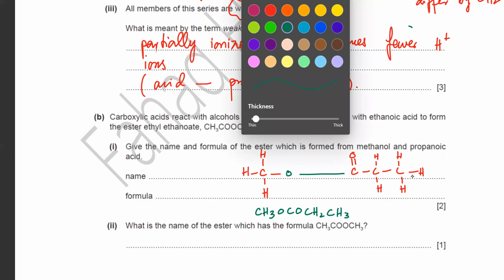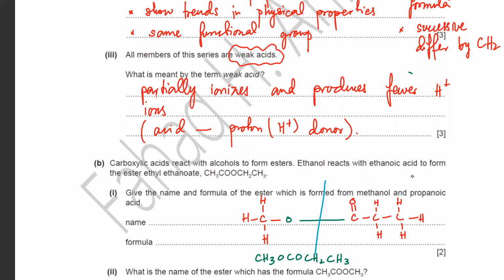और इसको name करना है. The naming was done in 2 parts. I mean, you had one side is prop because it's got 3 carbon atoms. The other side has just 1 carbon atom, so that's meth. ये जो carboxylic acid वाली side है, that's oate. And this side is yl. So it's going to be methyl propanoate. That's going to be the formula of the ester.